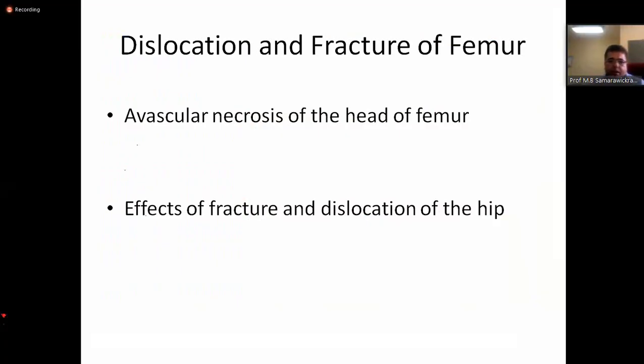Right. Then come to the dislocations and fractures of the femur. The important thing that we have to know is that avascular necrosis of the head of the femur can result from dislocation of the hip as well as fracture of the neck of the femur, because the head of the femur is supplied by retinacular vessels. That is the main contribution. Therefore, an intracapsular fracture of the neck of the femur can lead to avascular necrosis due to the cutting off of this blood supply from the retinacular vessels.